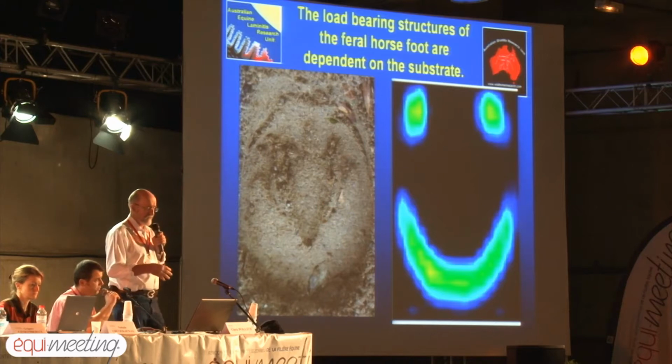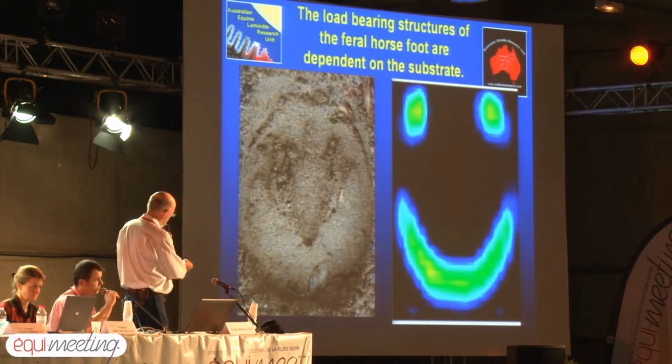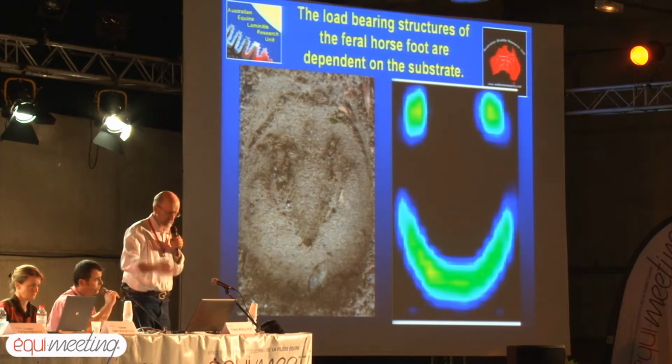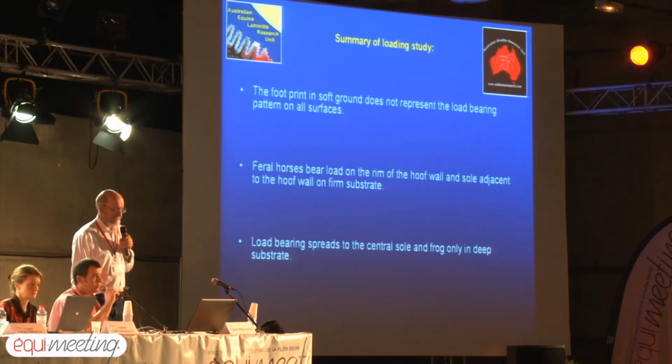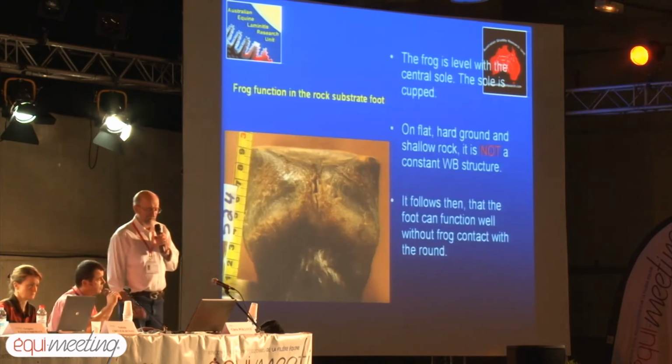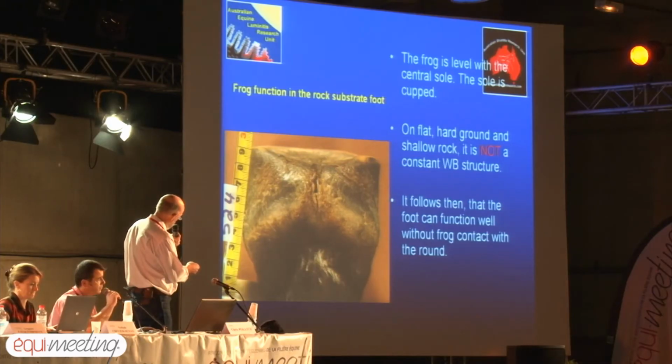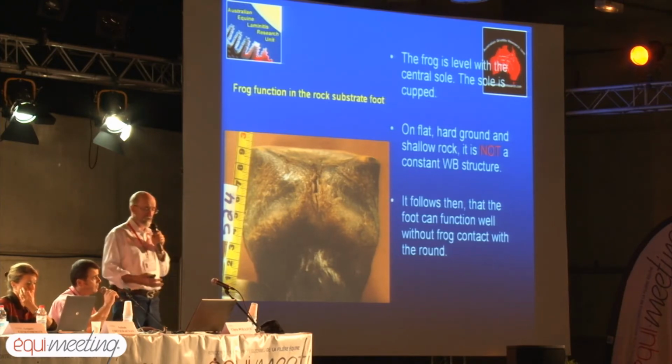So we have to be cautious making interpretations from a pattern in the sand and the mud to the general lifestyle of the horse. Il faut donc être extrêmement prudent lorsque on fait des théories sur la répartition des charges sur le pied de cheval quand on prend pour exemple le sable ou la boue. So the frog is generally level with the central part of the sole. It rarely, in any of the brumbies that we examined, never was the frog the highest part of the foot making ground contact on hard surfaces.